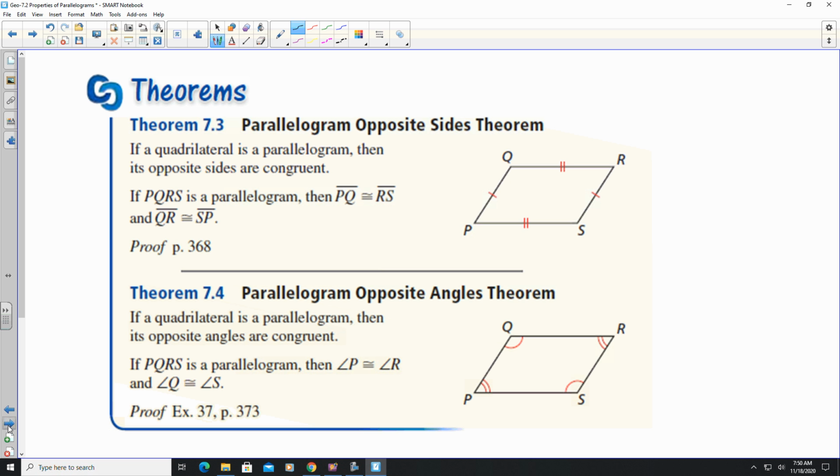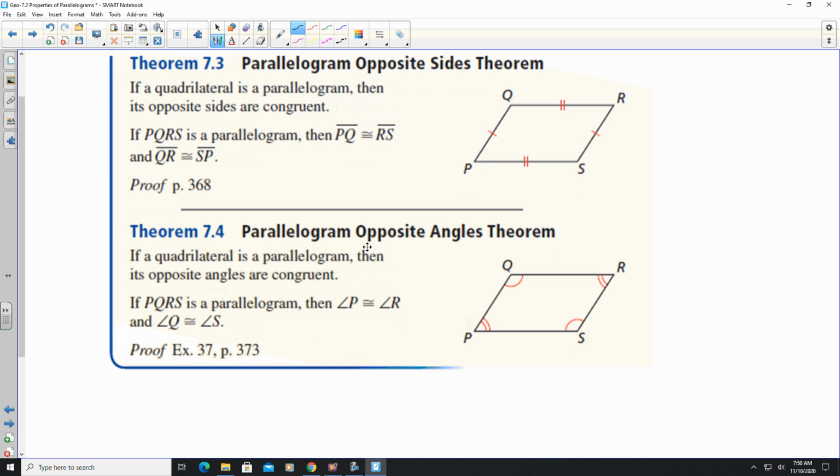Now, from those two sets of parallel lines, other properties come into play. We have what is called the parallelogram opposite sides theorem that says that if a quadrilateral is a parallelogram, then not only are the two opposite sides parallel, but the two opposite sides are also in fact congruent. If a quadrilateral is a parallelogram, we can also take a look at the interior angles, and the opposite angles are also going to be congruent.